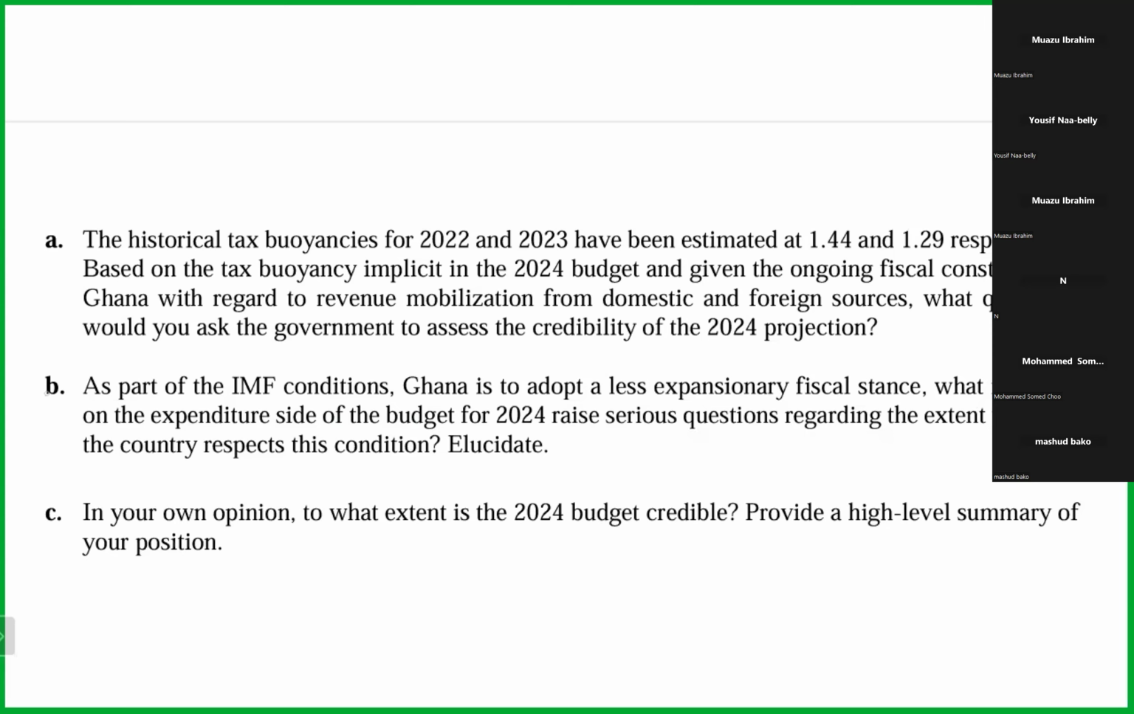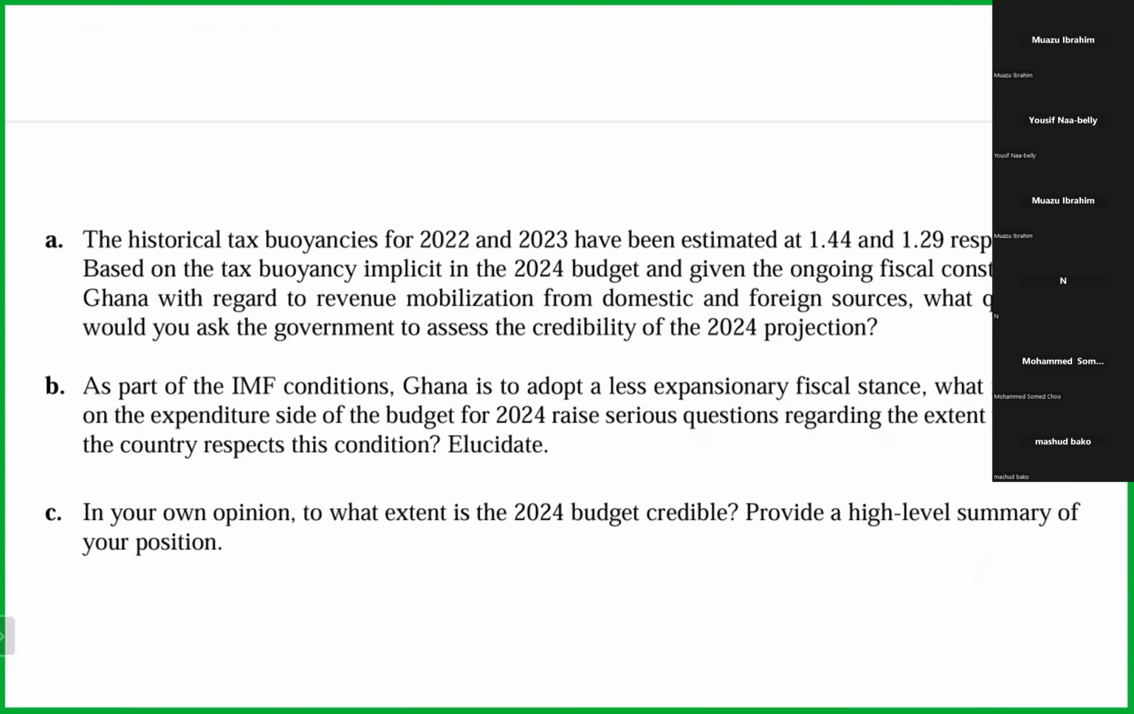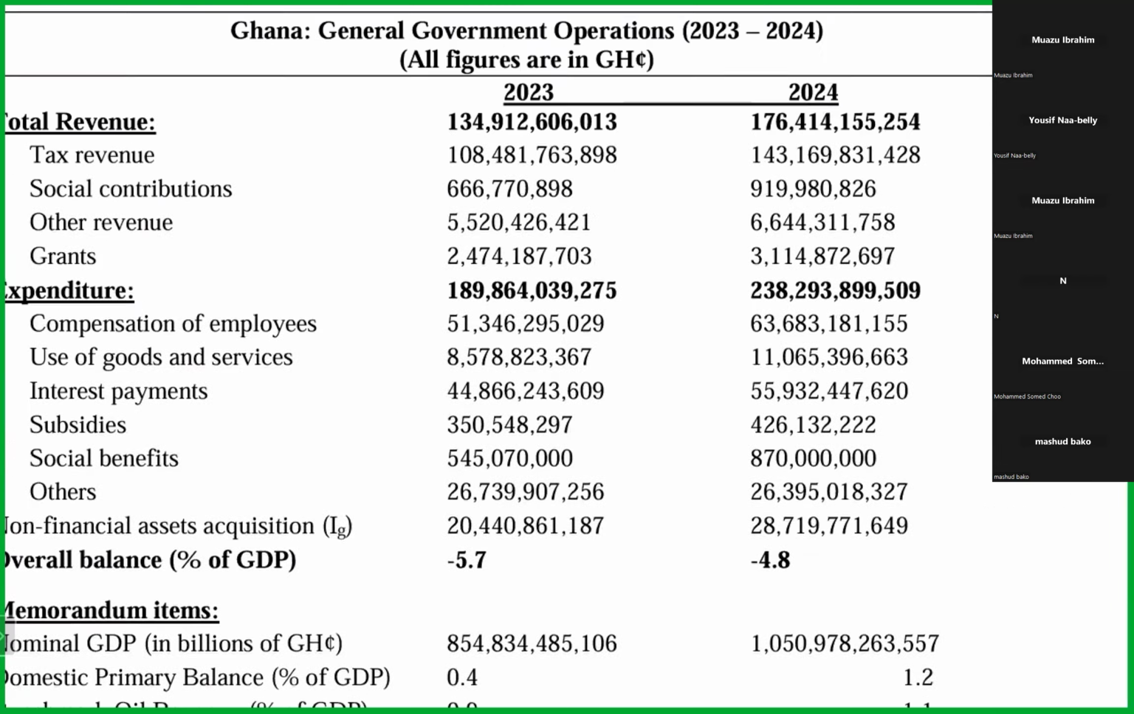So in this particular question, you are going to look at the expenditure side, because it is asking what numbers on the expenditure side of the budget for 2024 raise serious questions regarding the extent to which the government respects this condition. And what is this condition? You should adopt a less expansionary fiscal stance. And by adopting a less expansionary fiscal stance, it means that you should reduce your expenditure. So let's go to the expenditure side.